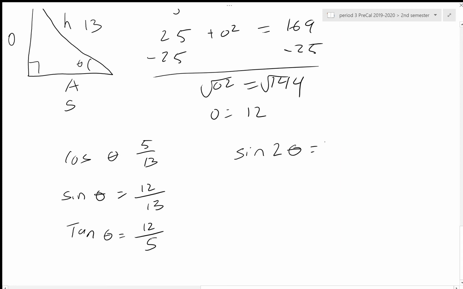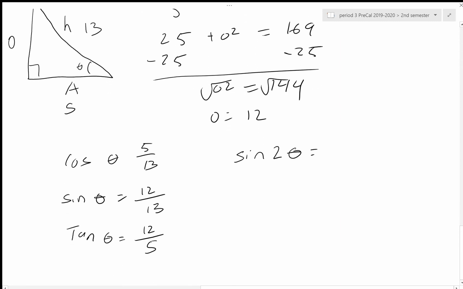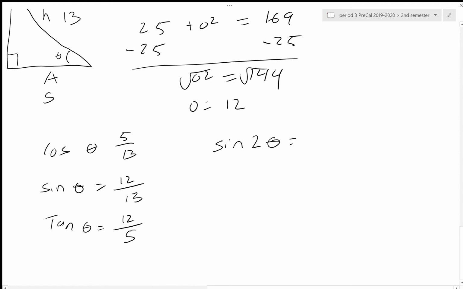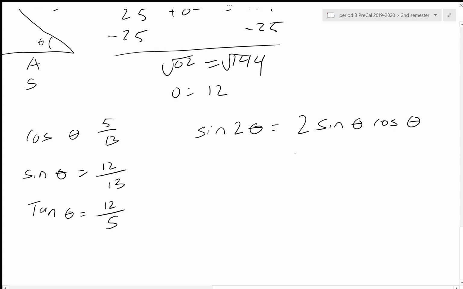Sine of 2 theta, since that's one of the questions they want us to ask, the formula tells us that sine of 2 theta equals 2 sine of theta cosine of theta. So 2, well, what's sine of theta? Sine of theta is 12 over 13. Cosine of theta is 5 over 13.